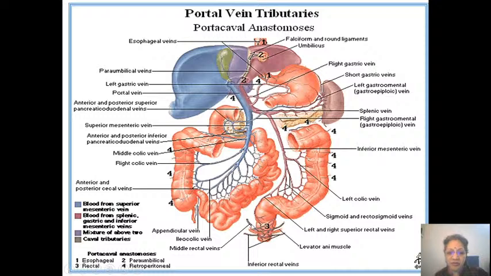So the middle and superior, it's not marked here, will go like this and become tributaries to the left and right superior rectal veins, which are tributaries of the inferior mesenteric system. So that is an important area which will show symptoms in the patient. So that is called the rectal area of portocaval anastomosis.